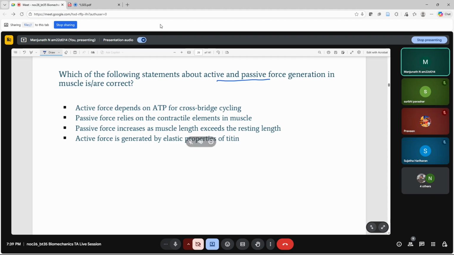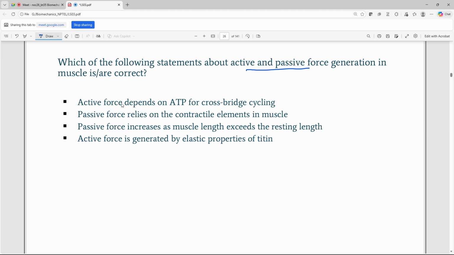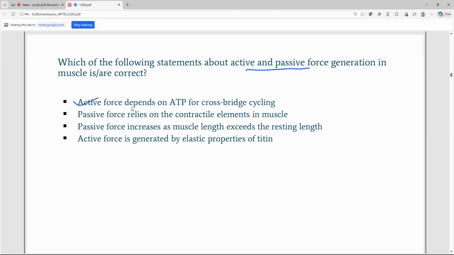So here, option A, that is active force depends on ATP for cross-bridge cycling. This one is true because active force is the force happening due to cross-bridge formation, which is facilitated by ATP. So the first statement is true. Then, passive force relies on contractile elements in muscle. No. Passive force is developed when the muscle is stretched without contraction. So the second one is wrong.